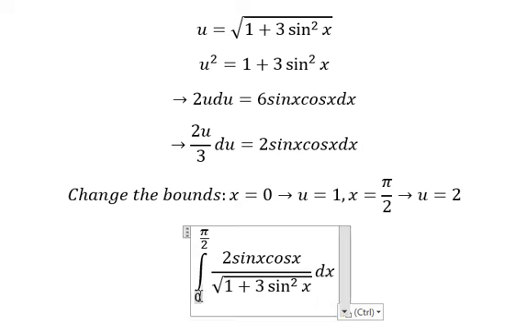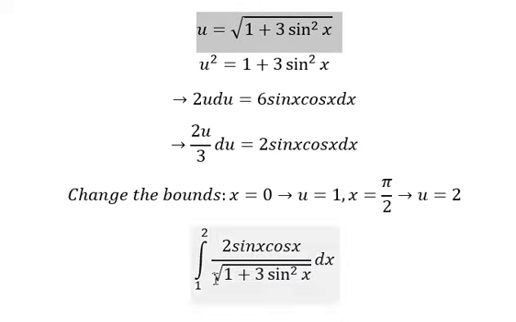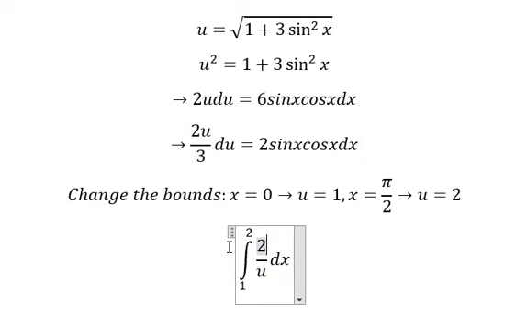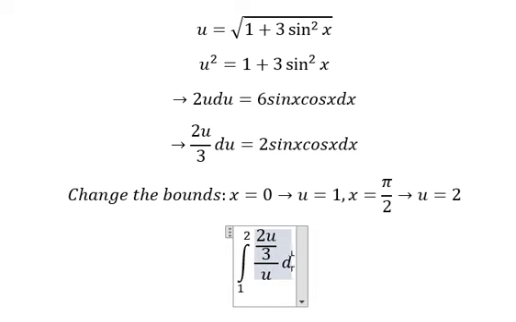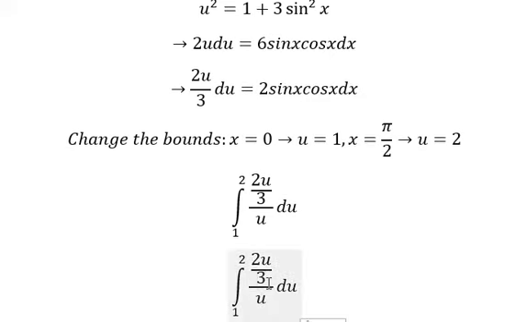Number 0, we change for number 1. Pi over 2, we change for number 2. The square root in here, we change for u. 2 sin x cosine x dx, we change for this one. u divided by u, we have 2 over 3.